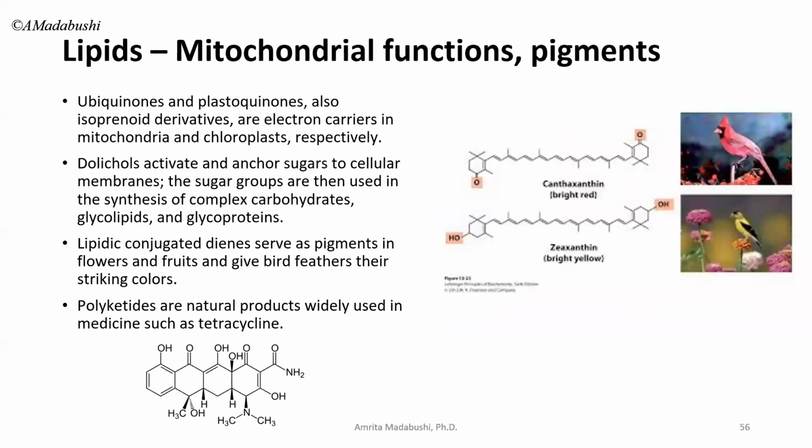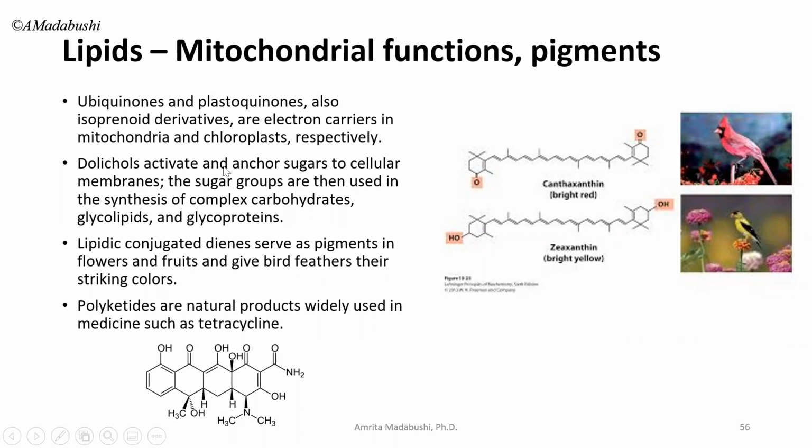I think we are almost at the last slide, if I'm right. Yes. There are also other lipids such as ubiquinones and plastoquinones, and they are electron carriers in mitochondria. So they have not only a role as insulators, as protection for membranes or membrane structure, or as sterols, but they're also serving as important cofactors in transferring electrons.